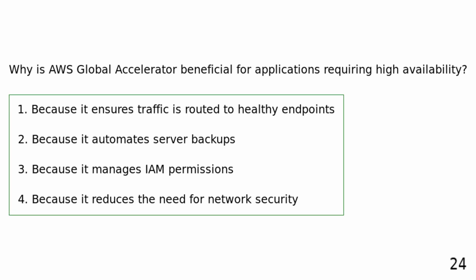Why is AWS Global Accelerator beneficial for applications requiring high availability? Because it ensures traffic is routed to healthy endpoints. Because it automates server backups. Because it manages IAM permissions. Because it reduces the need for network security.